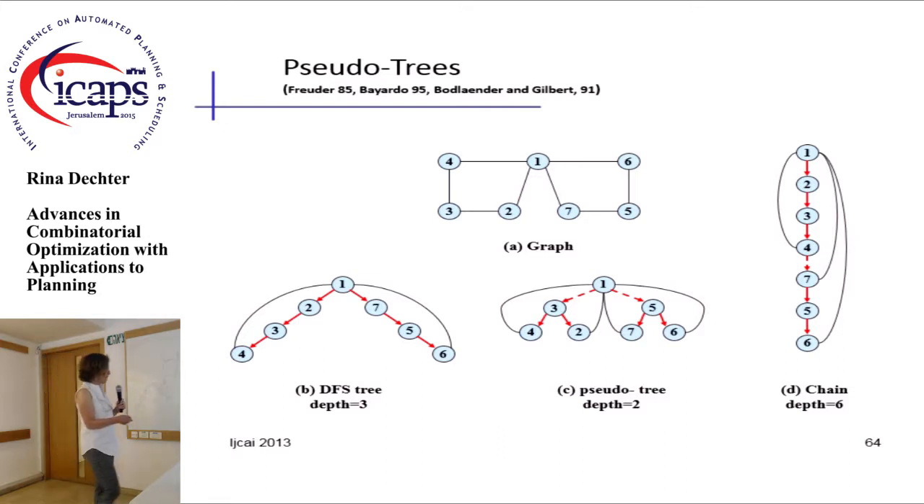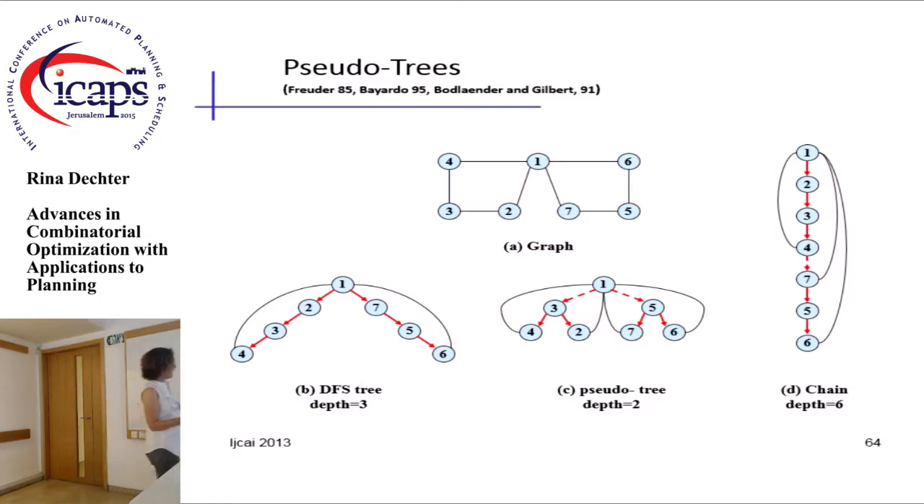But we don't have to have a DFS tree for this property. The general tree is called a pseudo tree. This is, for example, a pseudo tree. What is a pseudo tree? It is a tree that is defined on all the nodes in the graph, such that any arc on the tree is never crossing. It must be a back arc.